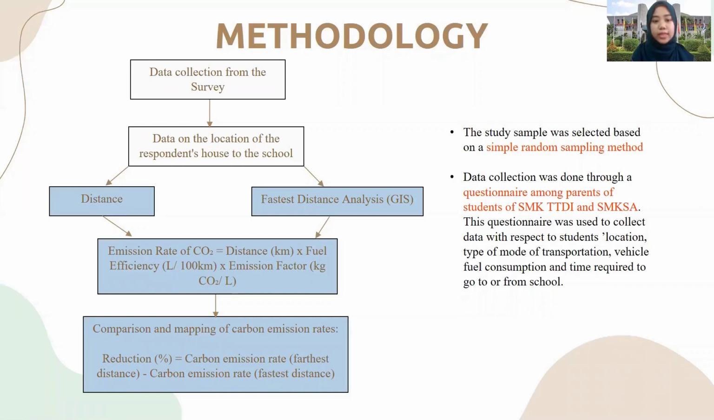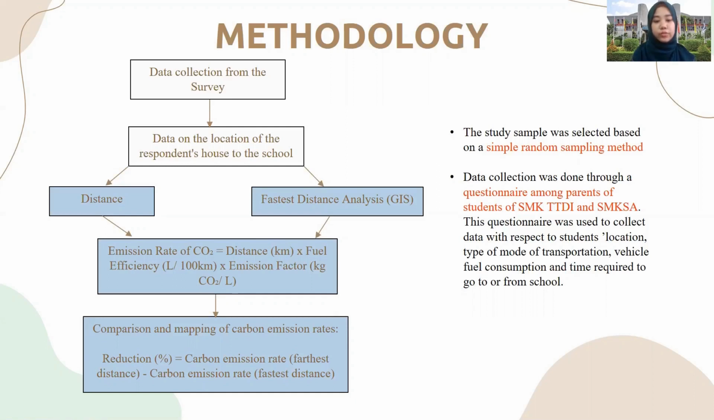And then from the data on the collection of the location, respondents' house to the school, we divided into two distances, which are the farthest and the fastest distance. For the fastest distance analysis, we used GIS software.